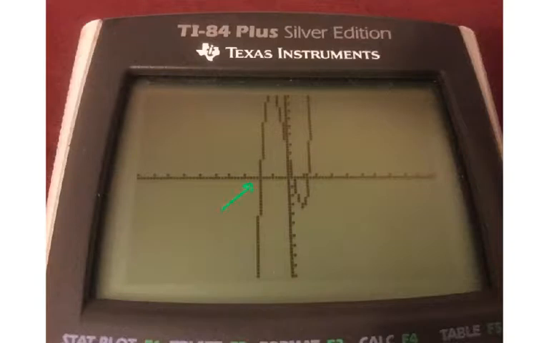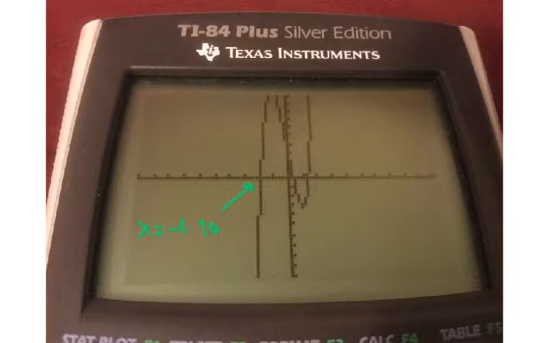Now, although it looks like this hits at -2, if you go to the table function, you'll see that at -2, the output is not 0. So we're going to use the intersect function, second trace 5. Move your cursor around that 0, hit enter 3 times, and it's going to tell you that that 0 is x equals -1.90.